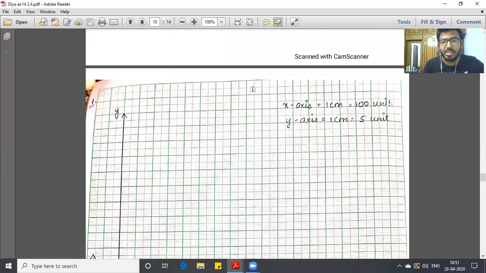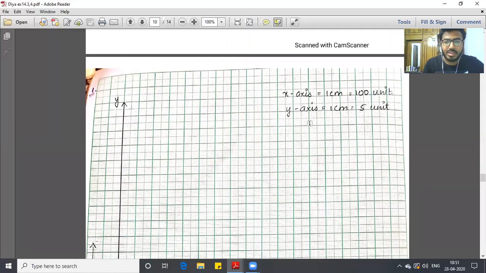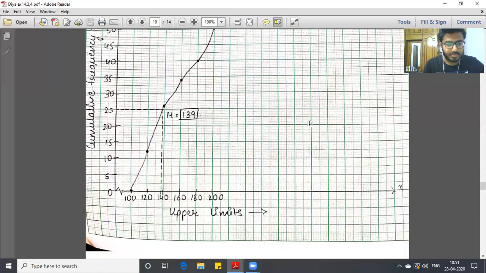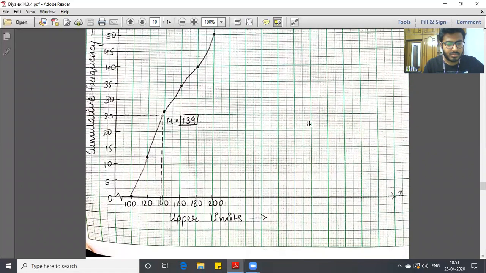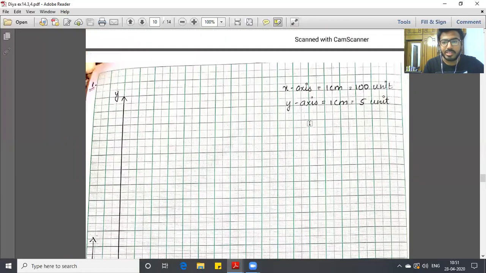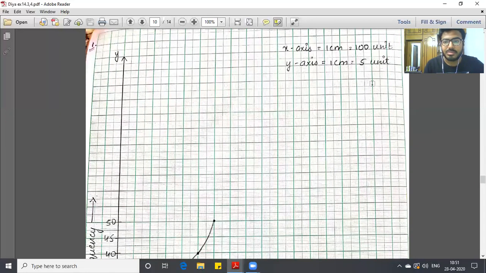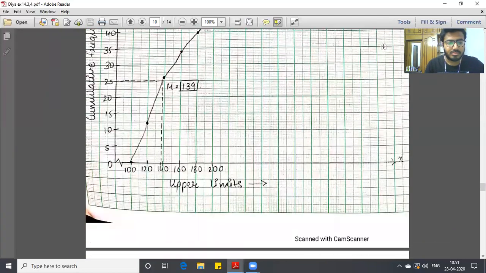So the upper limits are there, and the cumulative frequency. Also you needed to write down the scale. Scale: x-axis 1 centimeter is 100 units, y-axis 1 centimeter is equal to 5 units. See, there's a small mistake here. Say x-axis 1 centimeter is equal to 20 units, not 100 units. Just change that, remember it is 20 units. 100 to 120, 120 to 140, so the unit difference is 20.